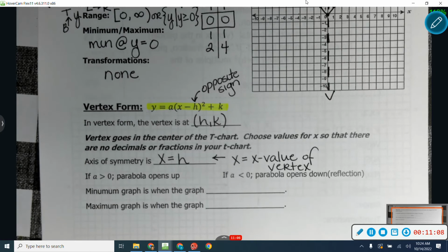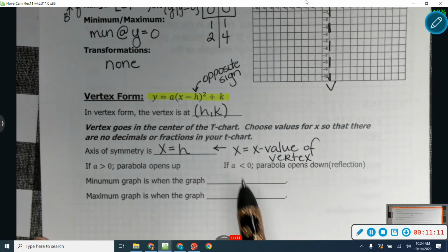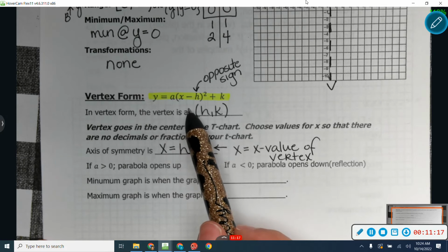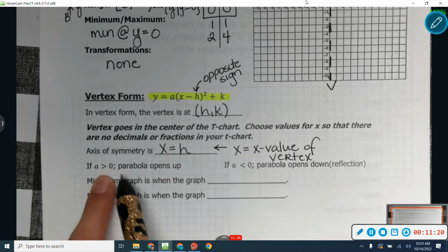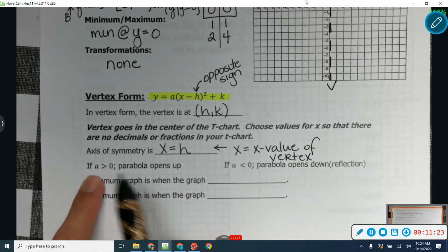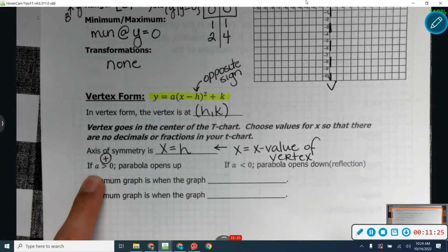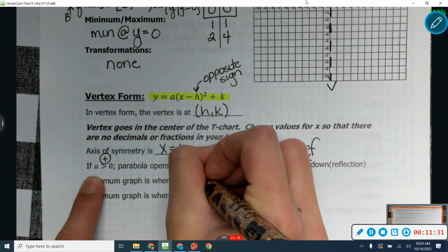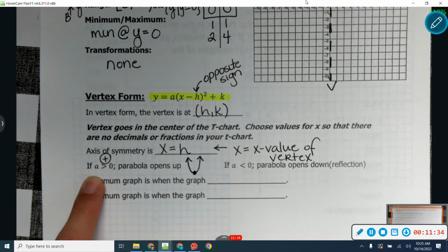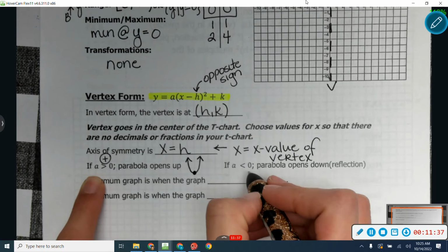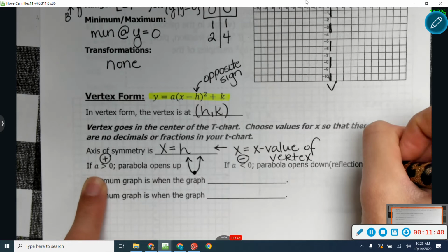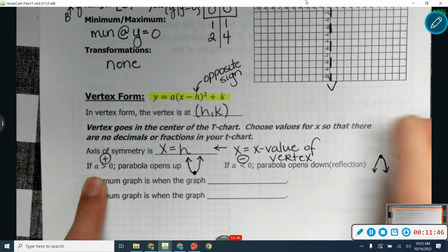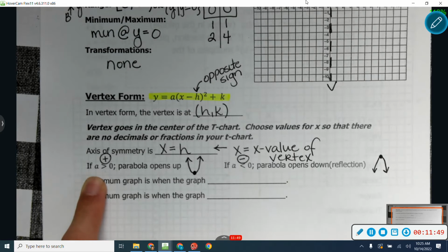Okay, so our a value, the number in front of parentheses, if you remember, that told us if it was a stretch or a shrink. Y'all remember that? Okay, so we're going to revisit that, but for now, we're going to look at if a is greater than 0, meaning if it's positive, your parabola is going to open up. Okay, and it's going to look like what we just drew with your vertex right there. But if the value is less than 0, meaning it's negative, then your parabola is going to open down, and that's going to give us a reflection. So the moment you see a negative, you have a reflection. Remember that?